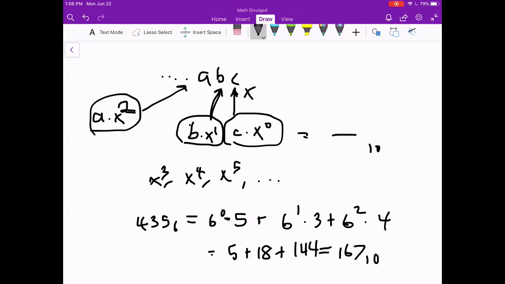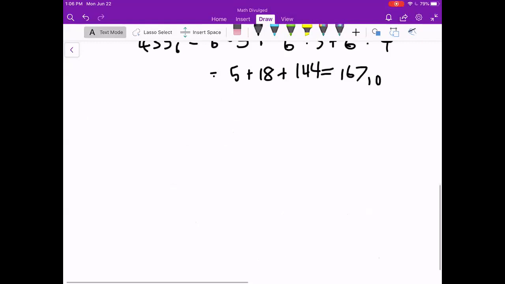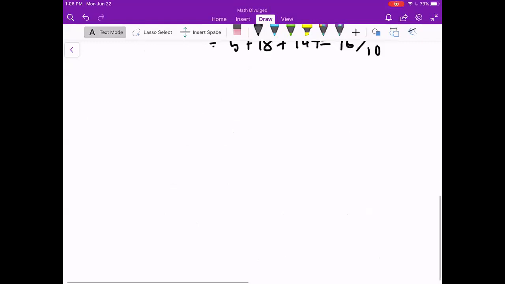And now, how do we convert back from base 10 to base X? We're going to do something similar, but basically what we want to do is start with the largest power of X that we can find. So let's say we have a number, what's a good number?